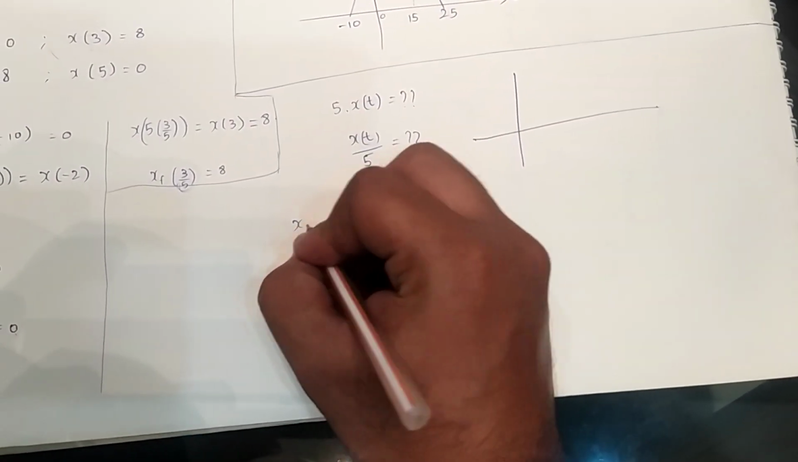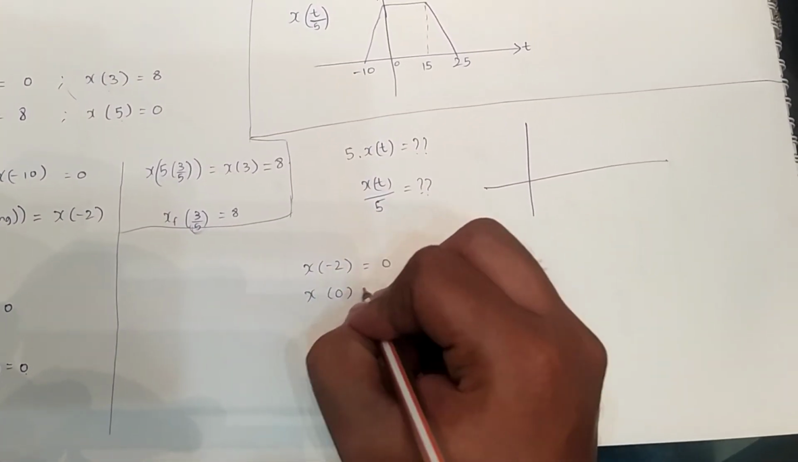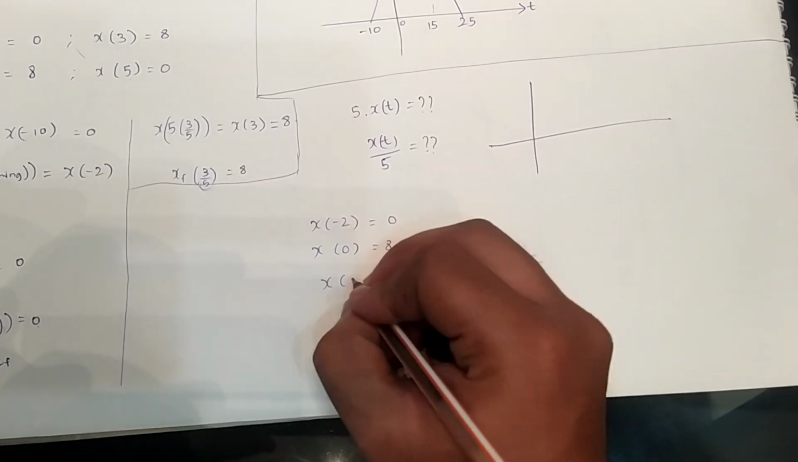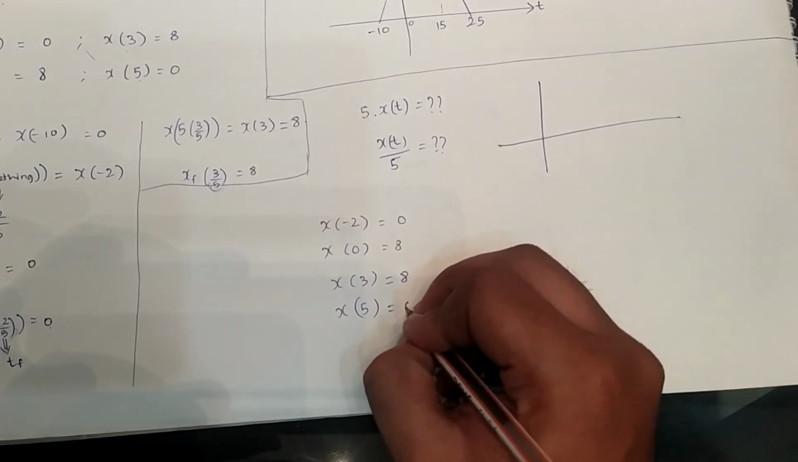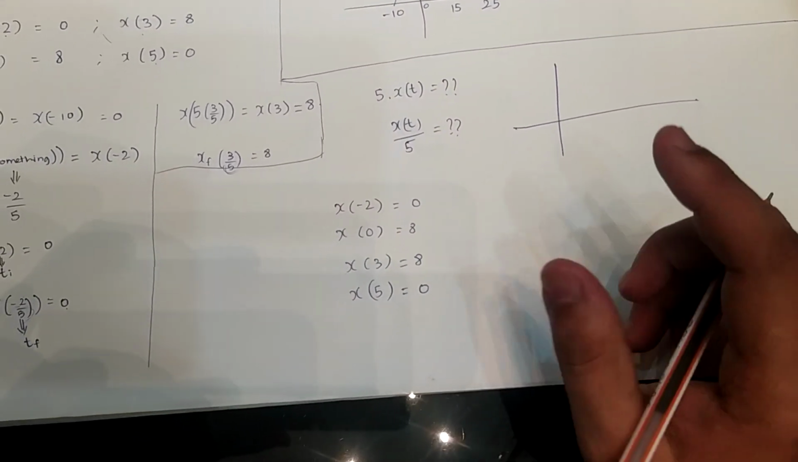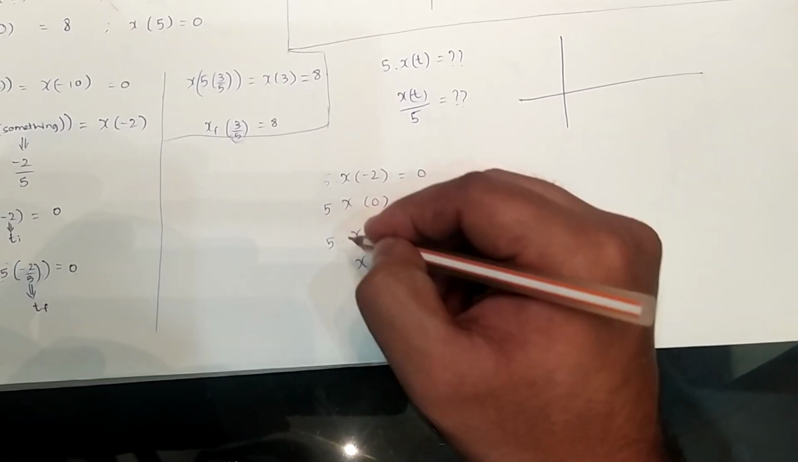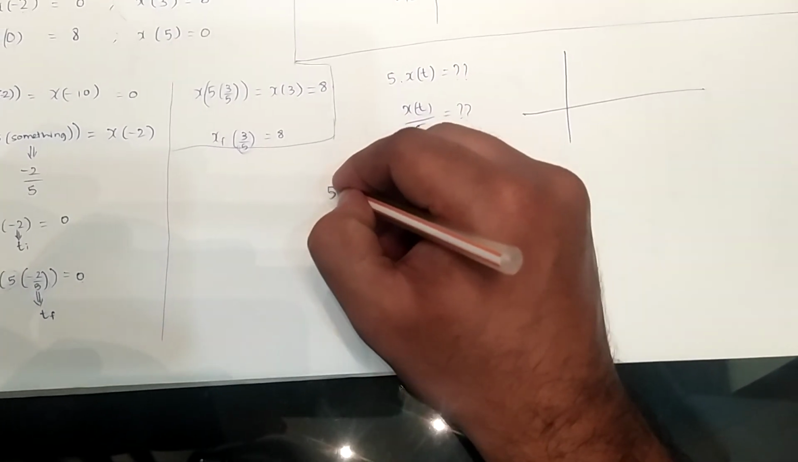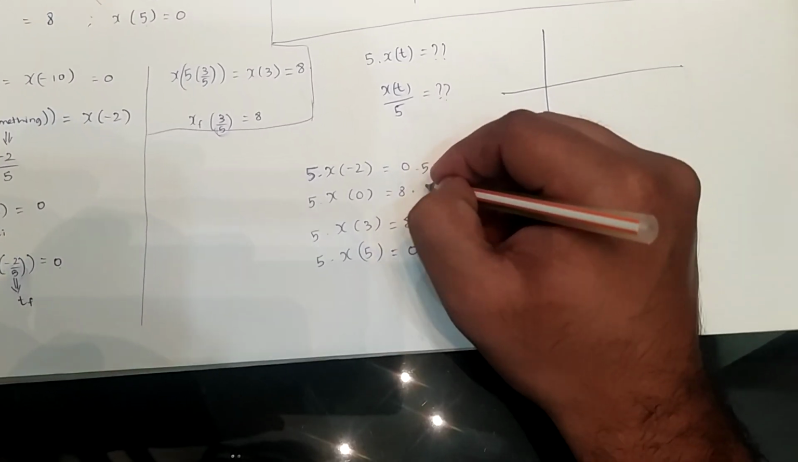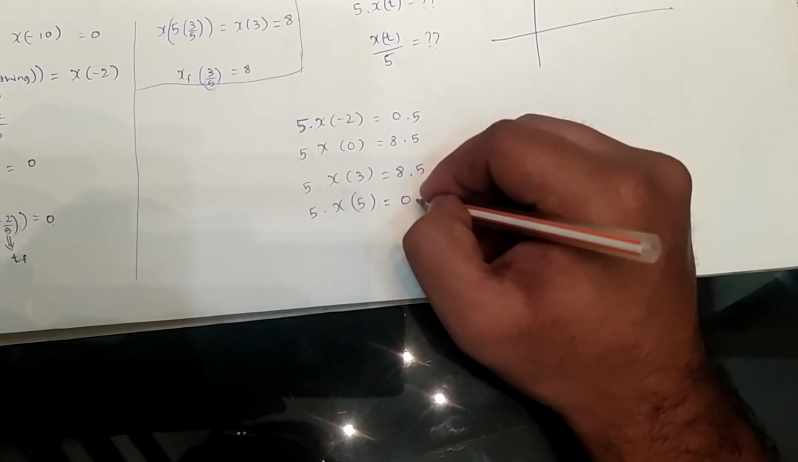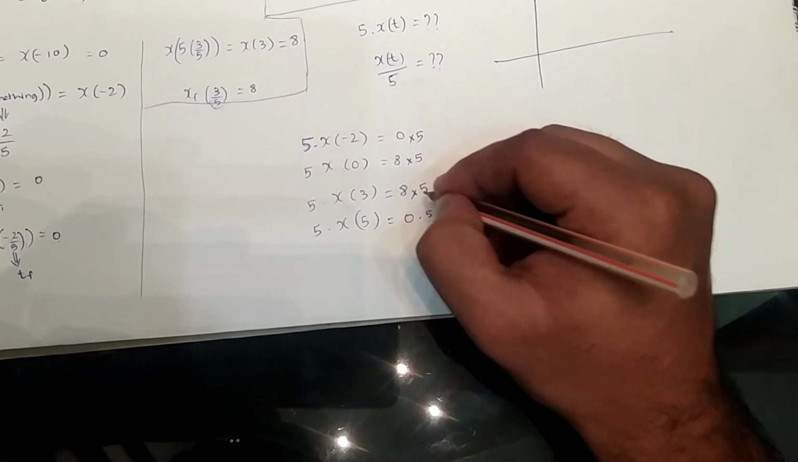So x of minus 2 will be 0, x of 0 will be 8, x of 3 would be 8 again, x of 5 would be 0 again. And what I'm doing is I'm just multiplying everything with 5. If I'm multiplying this side by 5, I have to multiply it here also with 5. The factor has to be multiplied on both sides equally. Just don't get confused with decimal. It's not decimal, just multiplication.